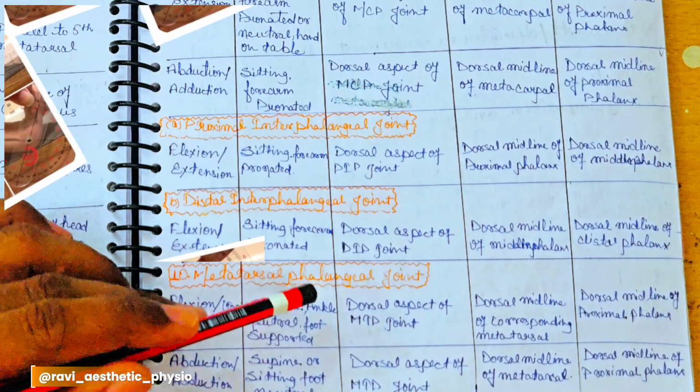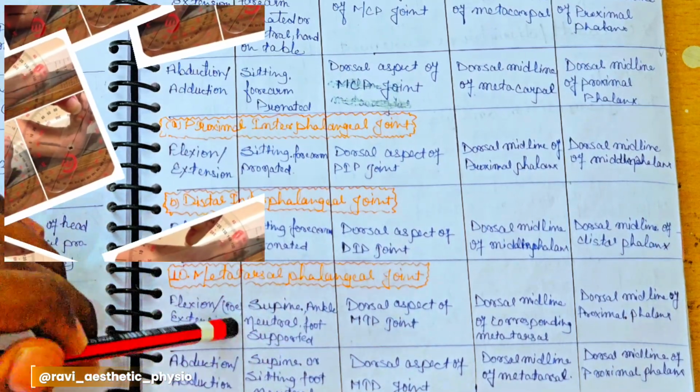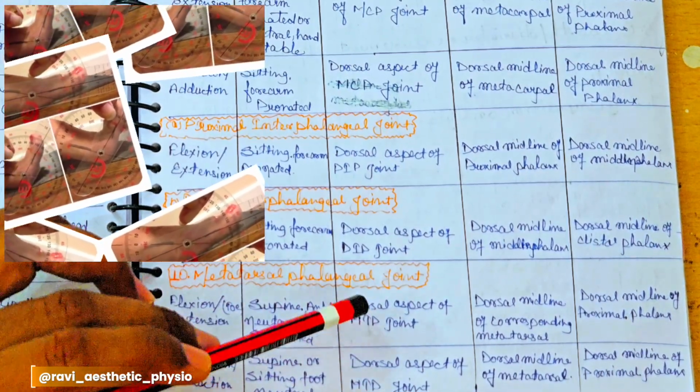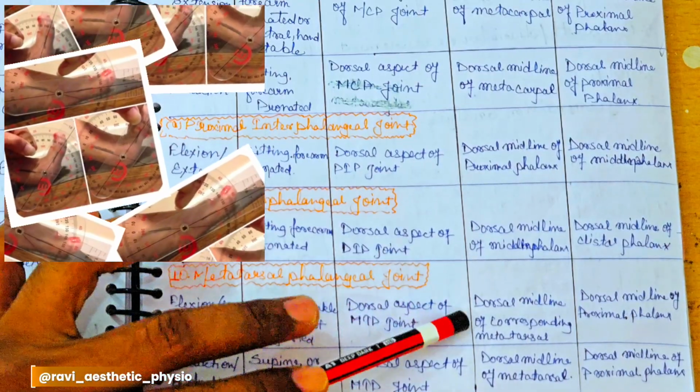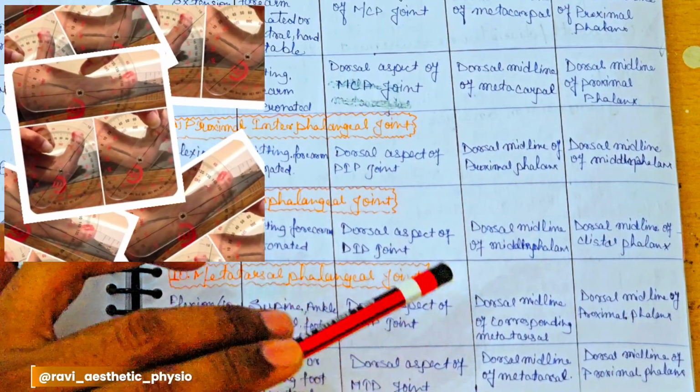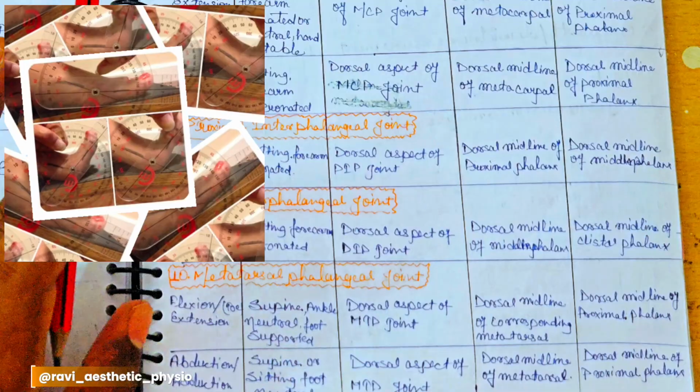Metatarsophalangeal joint, there are four movements: flexion, extension, abduction, adduction. Patient position is to be supine, ankle neutral, foot is supported, in flexion extension. Fulcrum position is to be the dorsal aspect of the metatarsophalangeal joint. Stationary arm is to be the dorsal midline of the corresponding metatarsal, and movable arm is to move with the dorsal midline of the proximal phalanx.